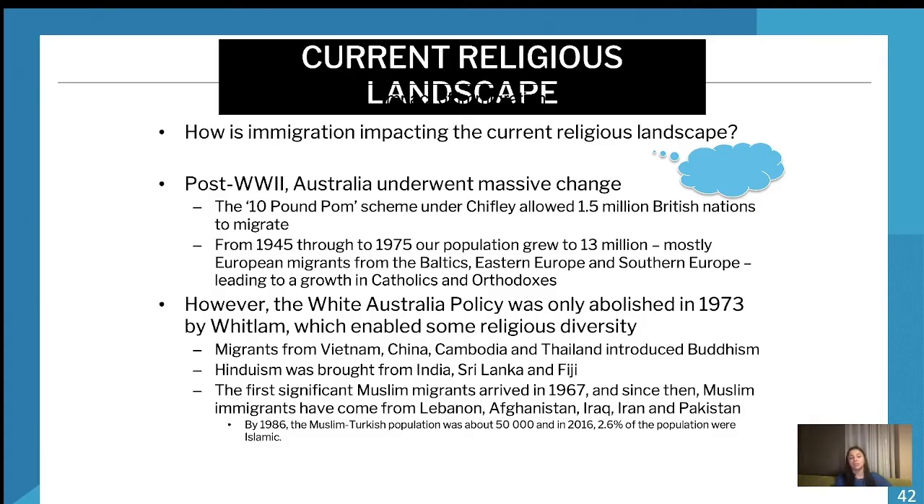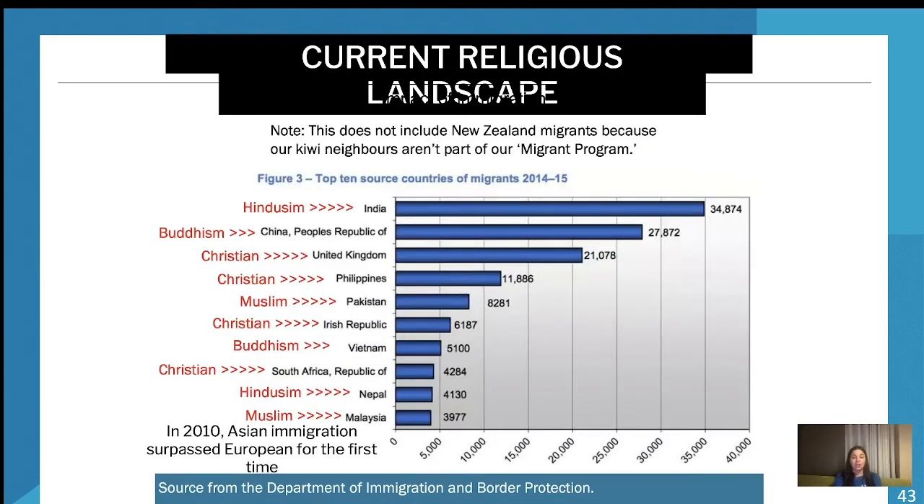They were bringing in their different denominations, such as Catholics, and that's where you can talk about Serbian Orthodox, Greek Orthodox, Russian Orthodox, for example, because that aligns with the European migration. But you can also talk about how by abolishing the White Australia policy, there was more religious diversity enabled for Buddhism, Hinduism, and Muslim migrants.